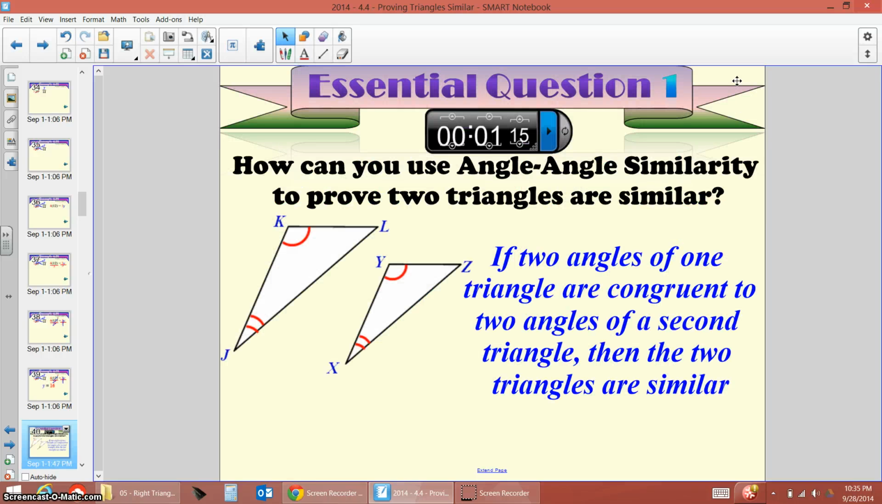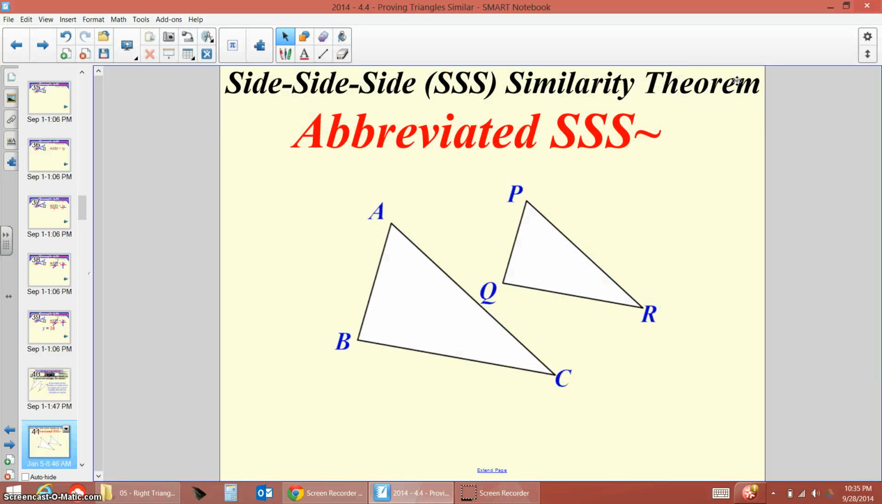So here's your essential question. Take your time. The statement angle-angle similarity is right below it in blue. I don't want you to copy that down. I want you to use your own ideas, use your own words, but something similar to that.